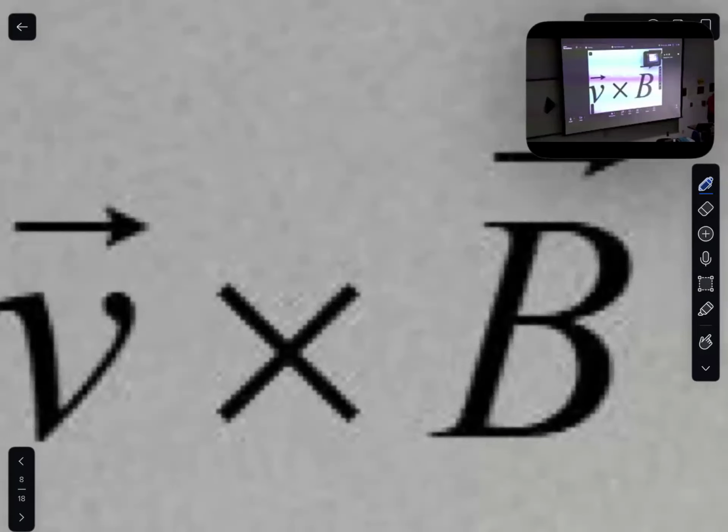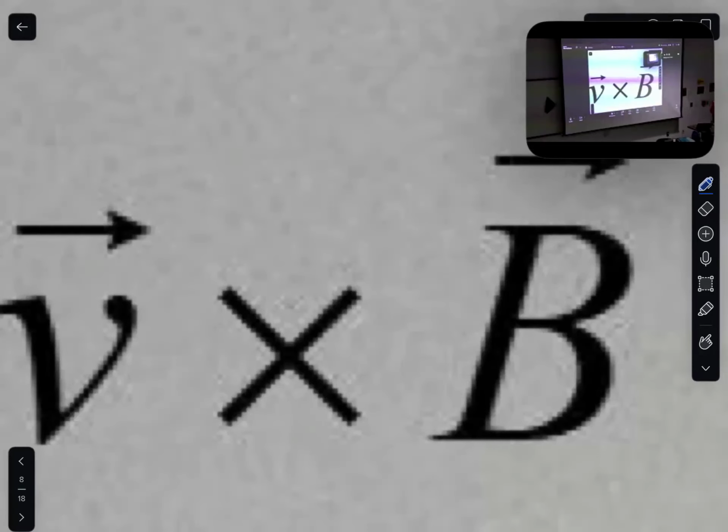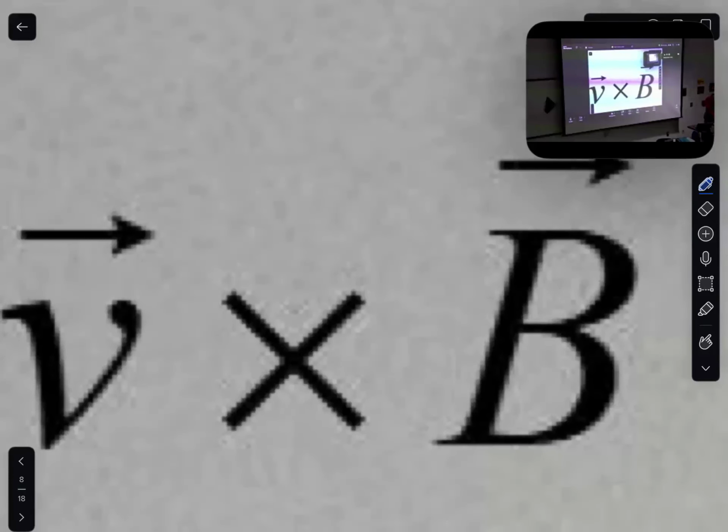There is an algorithm here. How do I calculate V cross B? V has a direction, B has a direction. If they're parallel, no force. Look for that: 0 force. If they're perpendicular, how much is V cross B? Just multiply. And which direction is the force? Right hand rule. Okay, that's V cross B.